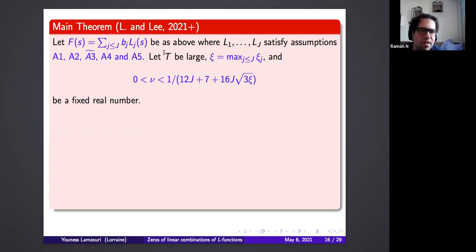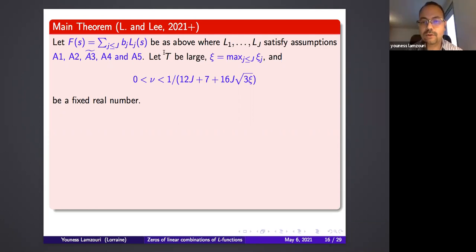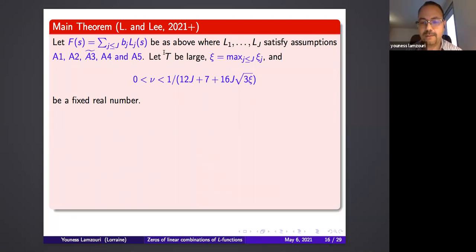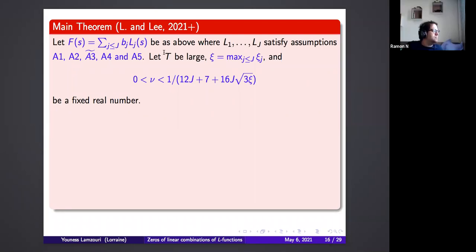It's A4. Zero density is known if you are close to the one line. This is Michel and Kowalski for GLN. If you have some results close to the one line and you just need to push most of the zeros a little bit to the left of the one line, this is fine. But to have something uniform up to the half line with a power saving, this is only known for GL2.